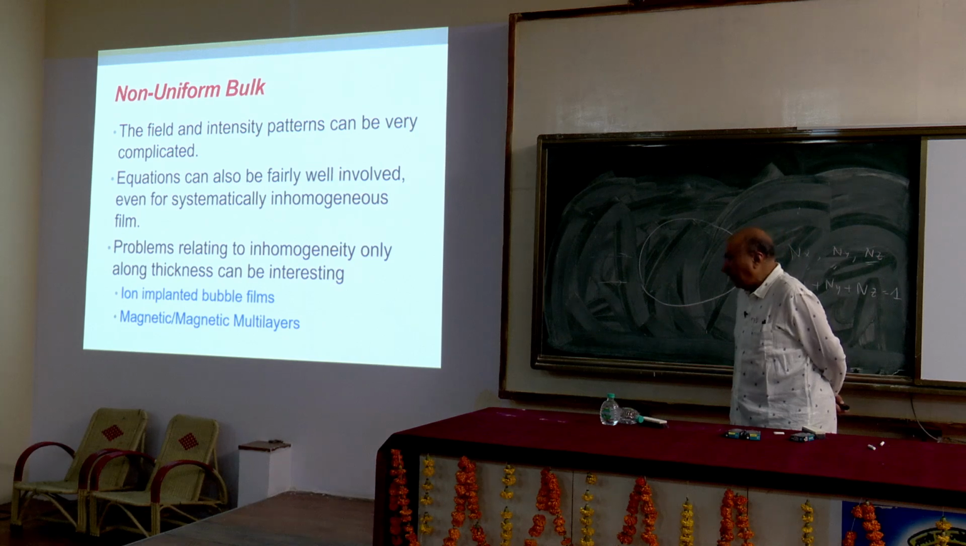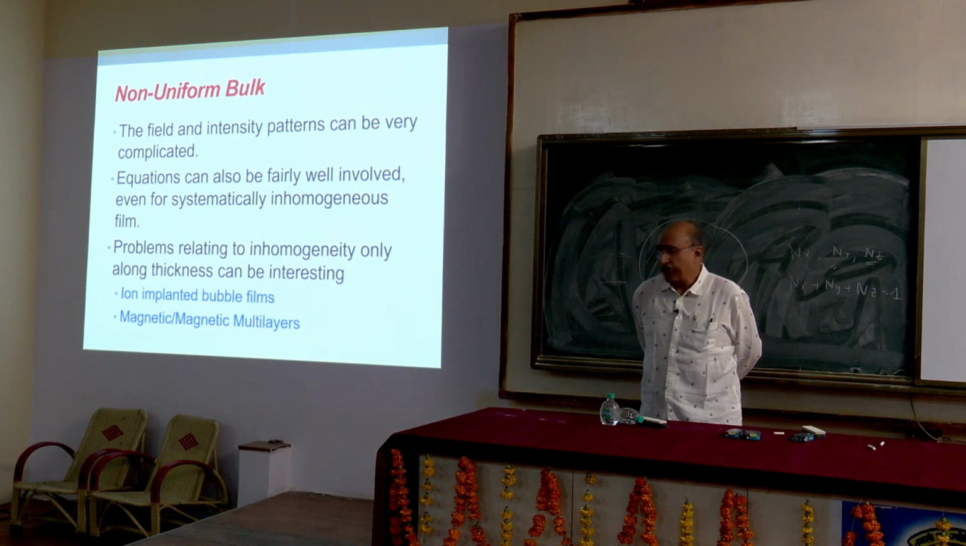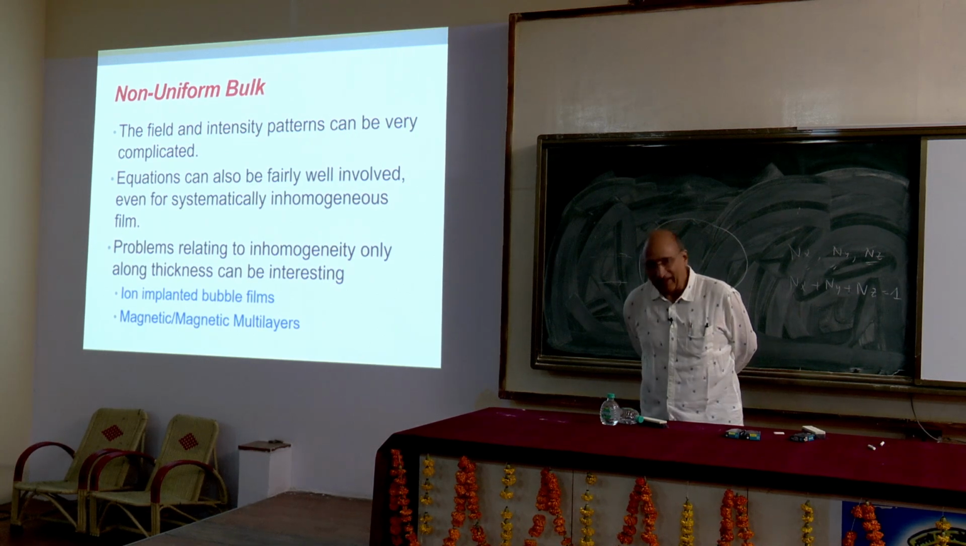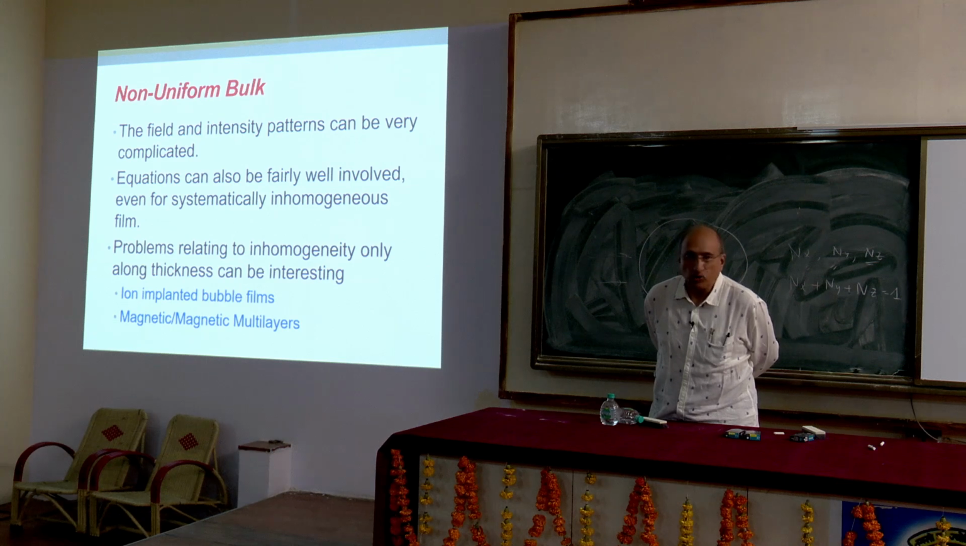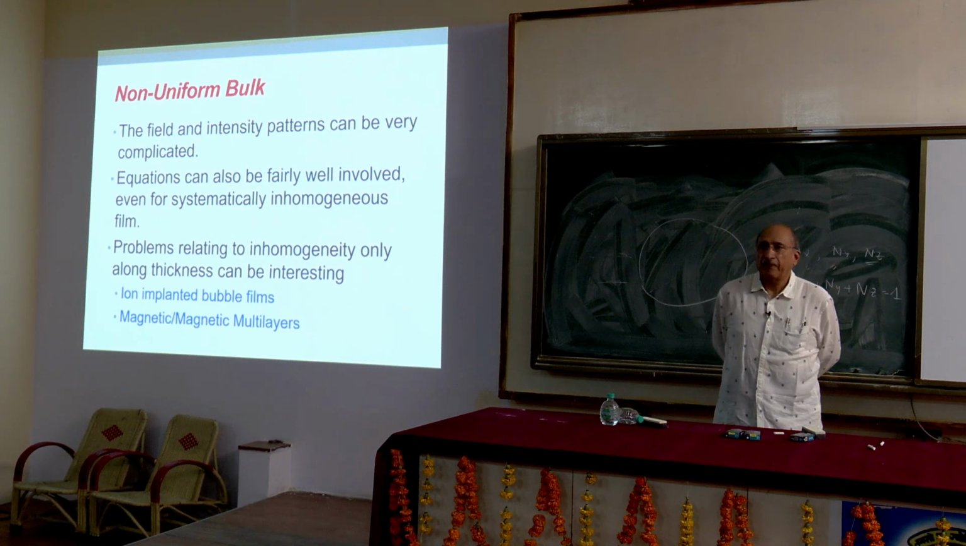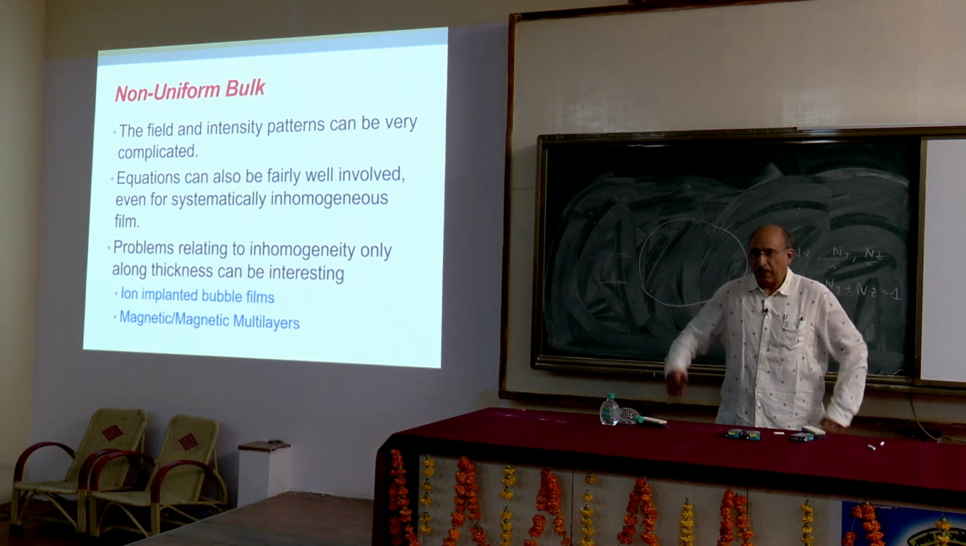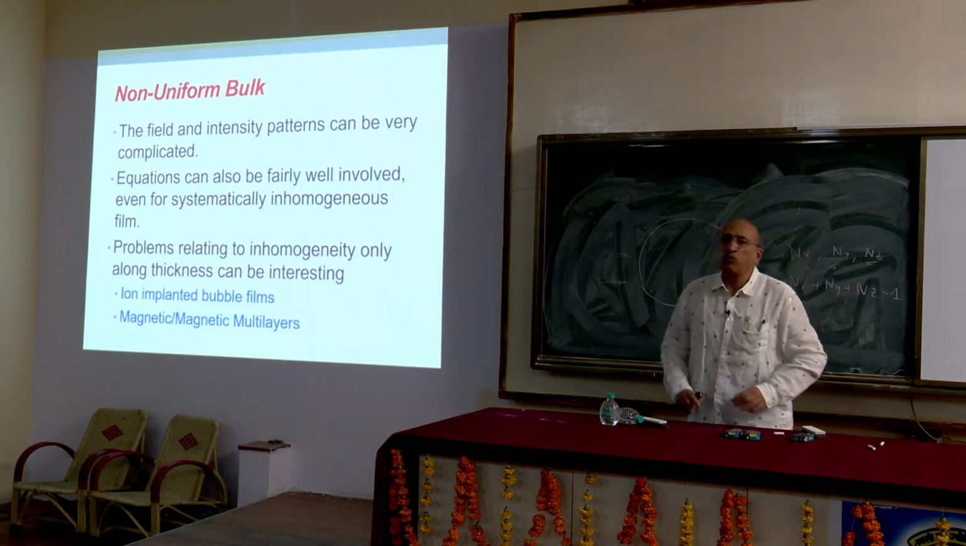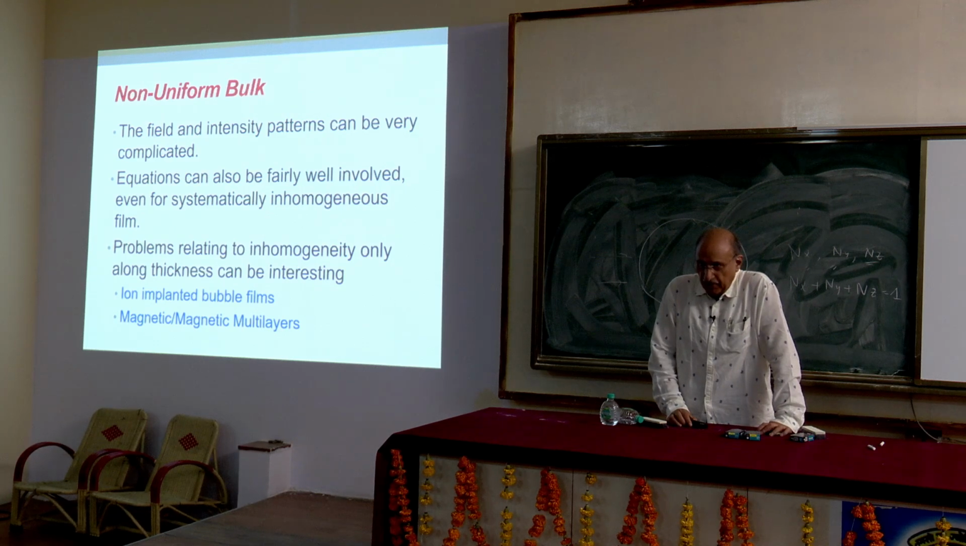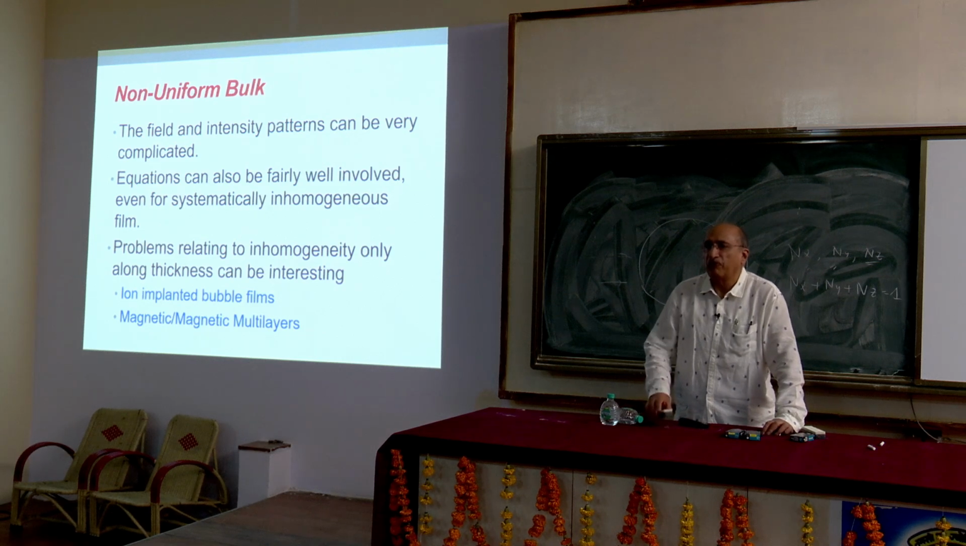One is what I have called ion implanted bubble films, and another is magnetic multilayers, about which I talked this morning, where both the components, A material and B material, are magnetic. All right, let me just tell a little bit about ion implanted bubble film. I have used this a number of times, so there might be a natural curiosity why I am talking so much about ion implanted bubble films.